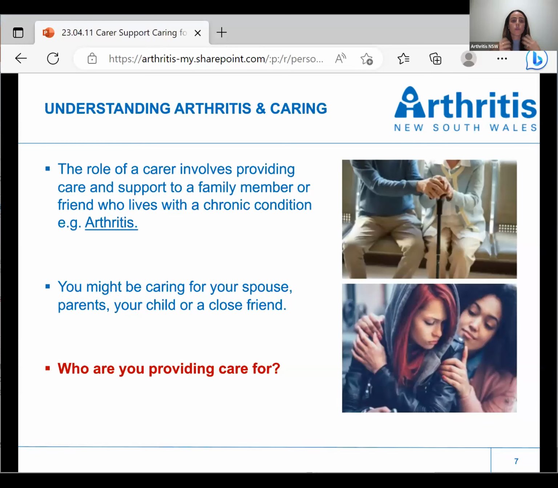So the role of a carer is specifically to provide care and support to a family member or a friend or loved one with a chronic condition, such as arthritis. What I want to share with you is that there are over 100 different types of arthritic conditions which affect the musculoskeletal system. More specifically, they affect the joints, and how these symptoms manifest in someone depends on the type of arthritis they have been diagnosed with.